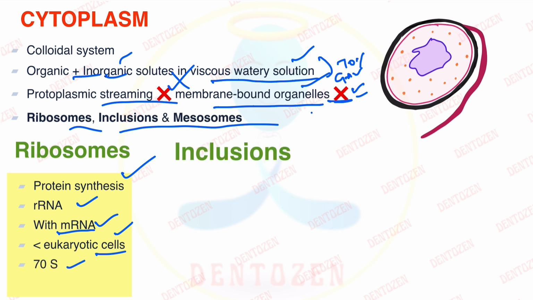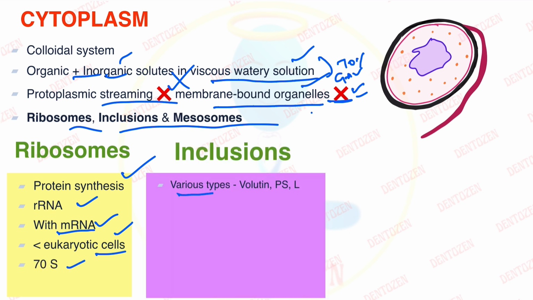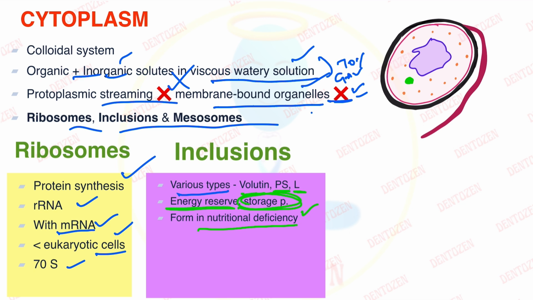Now what about the inclusions? The inclusions which can be seen are of different types, like volutin, polysaccharide and lipids. Why are these inclusions formed inside the cytoplasm? They are called energy reserves, that is, they are the storage product of the bacterial cell. When are they seen? Whenever there is nutritional deficiency, the storage product will be formed. But when the nutrients are supplied, these inclusions will disappear. So how do we see these inclusions? Volutin are granules which are seen in the diphtheria bacilli.